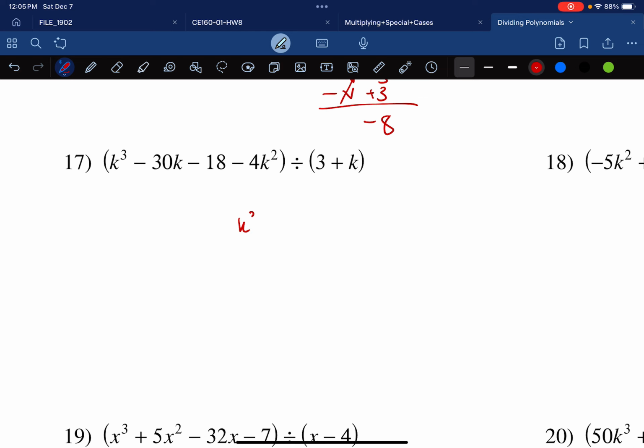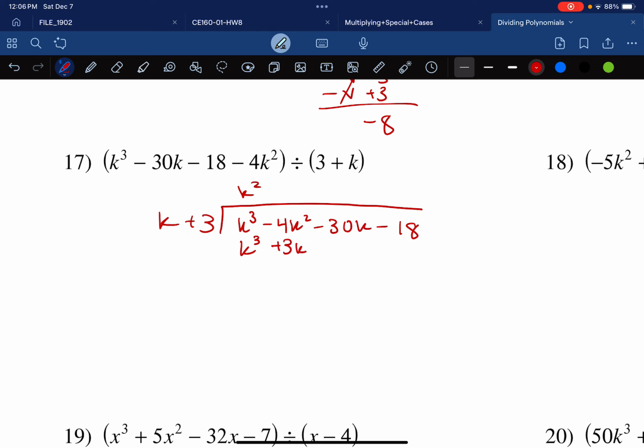So we say k to the third minus 4k squared minus 30k minus 18 divided by k plus 30. So then we can do it the same as all the other ones. K squared times k is k to the third. K squared times 3 is going to give us positive 3k squared. When we subtract that, we get negative 7k squared minus 30k minus 18.